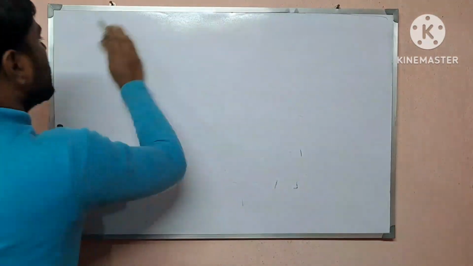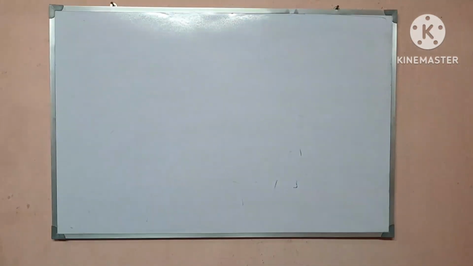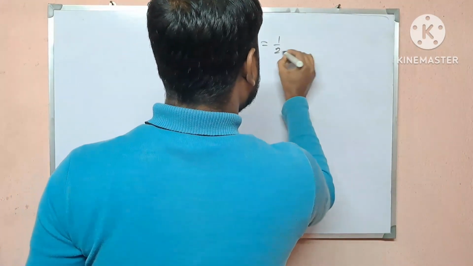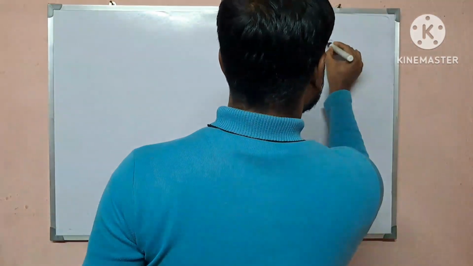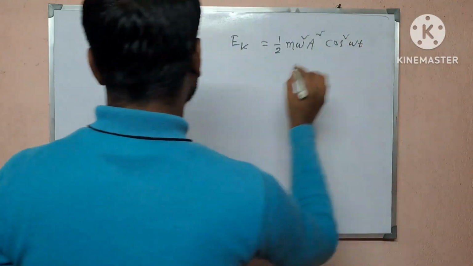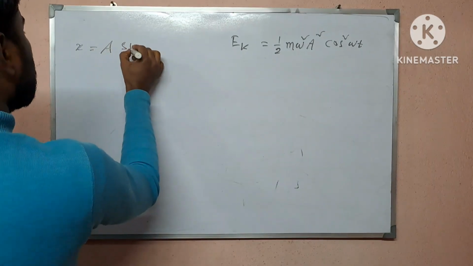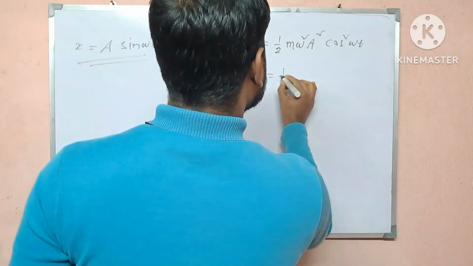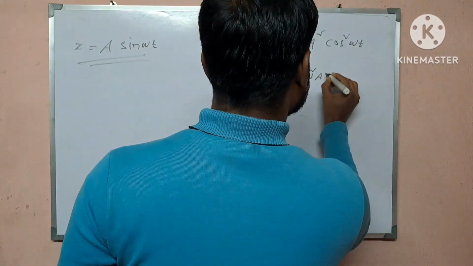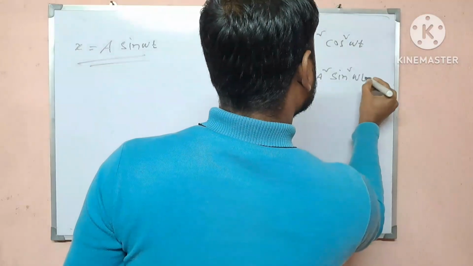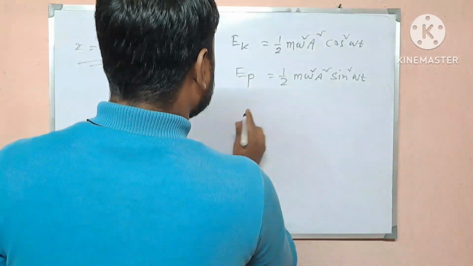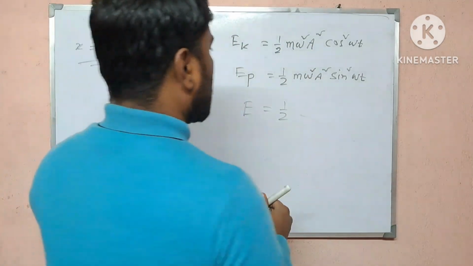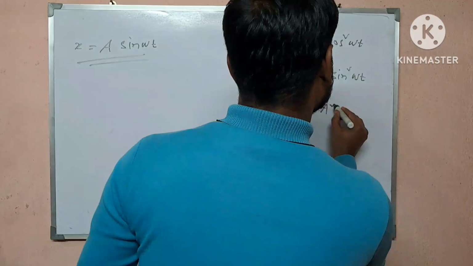Another thing, and this is the last thing that I will discuss today: for a particle executing SHM, in general its kinetic energy is half m omega square a square cos square omega t, if its displacement is denoted by x equal to a sine omega t. And potential energy will be half m omega square a square sine square omega t. So definitely the total energy E will be the sum of kinetic energy and potential energy, half of m omega square a square.